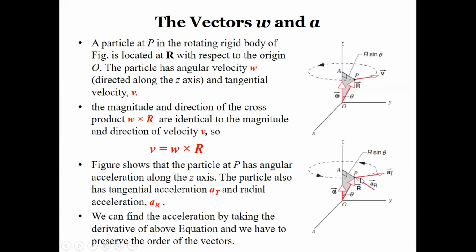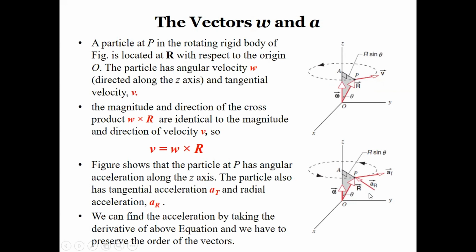Figure shows that a point P has an angular acceleration alpha along the z-axis, and r vector is shown here. The particle also has a tangential acceleration, which is shown here as a tangent to this circle, and a_r, which is the radially inward vector, the radial acceleration.